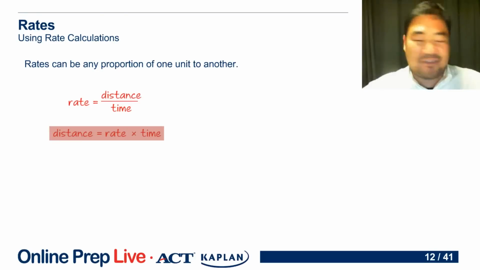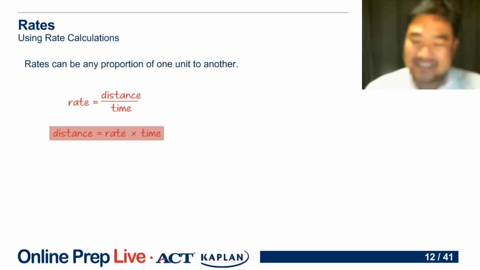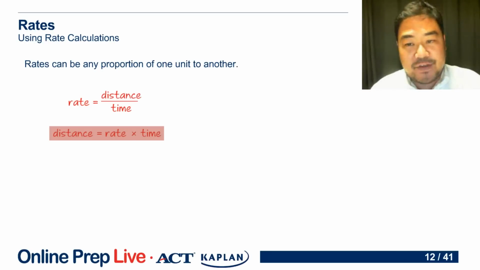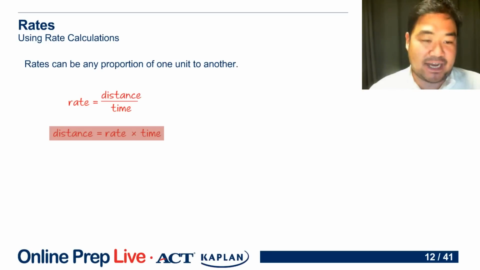I know some of our Kaplan colleagues love to refer to this as the DIRT equation. So if that helps you remember this, use it. DIRT. Distance is rate times time. So DIRT equation, if that's helpful. Just a quick way to remember, if you're solving for the distance, DIRT, distance equals rate times time.